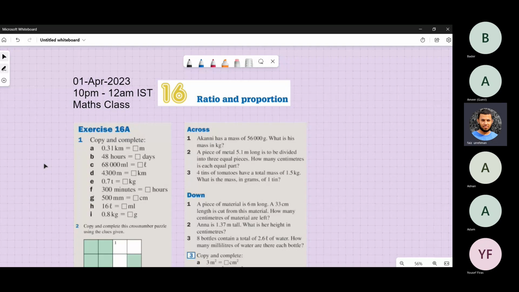Okay. So basically, oh, where is my board connected? Ah, it's not connected. Now it is connected.